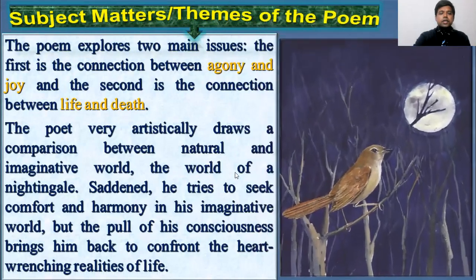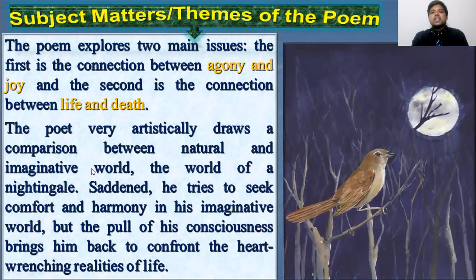Another subject matter here: the poem explores two main issues actually. The first, the connection between agony and joy, and the second, the connection between life and death. The poet very artistically draws a comparison between the natural and imaginative world and the world of a nightingale. And saddened, he tries to seek comfort and harmony in his imaginative world, but the pull of his consciousness brings him back to the heart-wrenching realities of life.